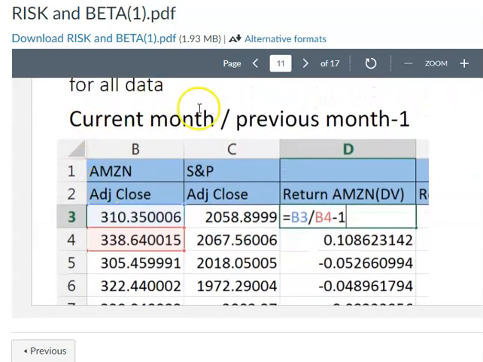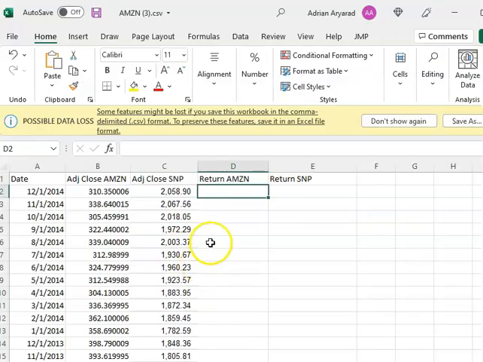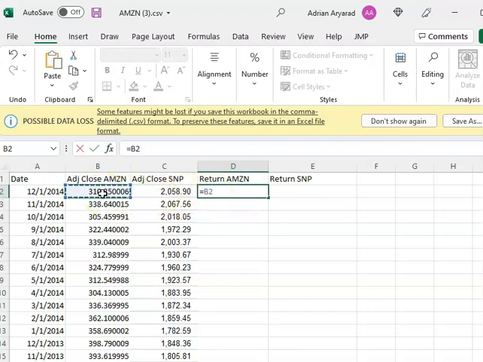So this is the formula: current month divided by previous month minus 1. So current row for Amazon divided by previous month minus 1. That would calculate the return for this month. So let's go back to data. Just type equal to, that tells Microsoft Excel that we're going to put a formula here. So this row divided by the previous row, current month divided by previous month, minus 1. You don't need the parentheses because order of operations will divide first. That's it. You just press enter.